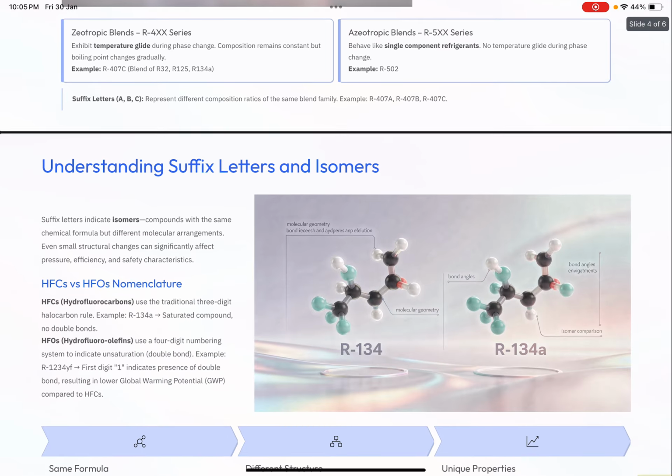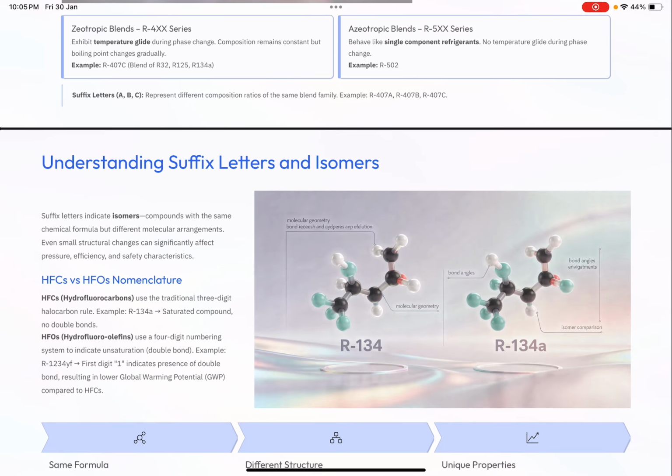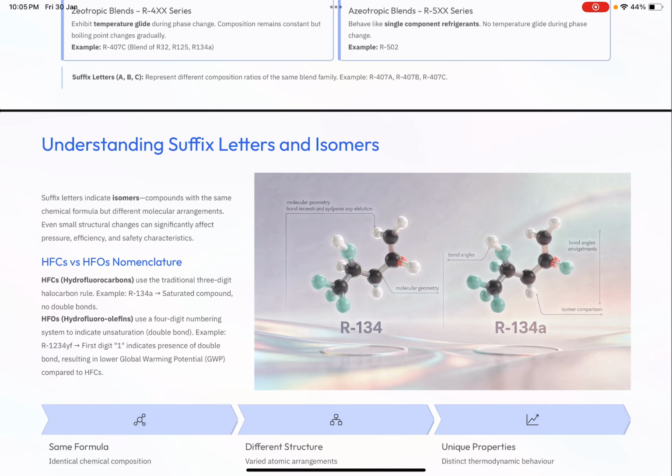Similarly, you will also find that there is a suffix called small a. So R134 small a is a saturated compound with no double bonds. Basically that small a would indicate an isomer. Isomer means what? Isomers are the compounds which have the same chemical formula, but the molecular arrangement is different. You are learning this in chemistry, right? But if the structural arrangement changes, then it is important because it affects the properties of the refrigerants. That is why we need to know which isomer is being used.